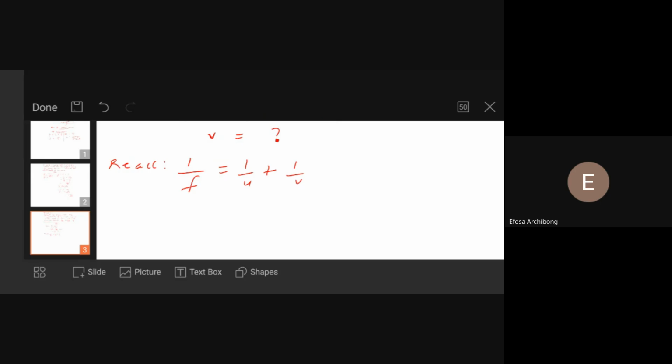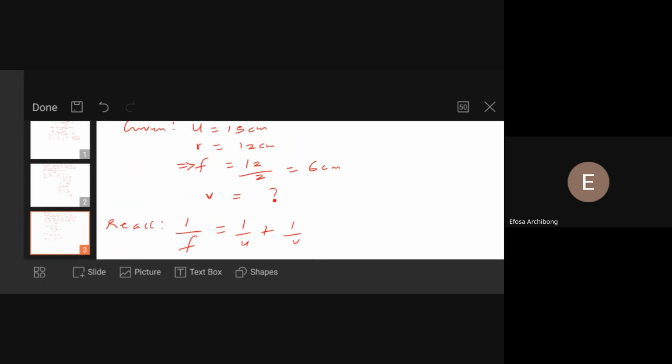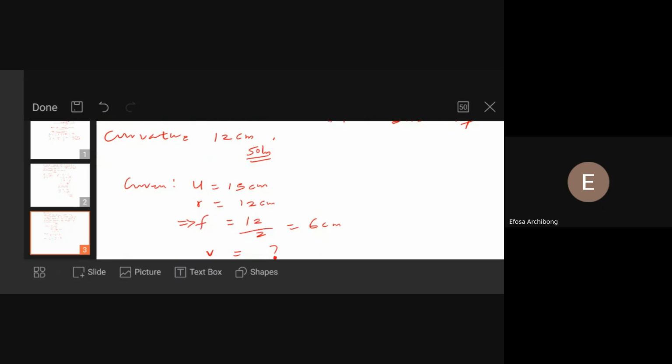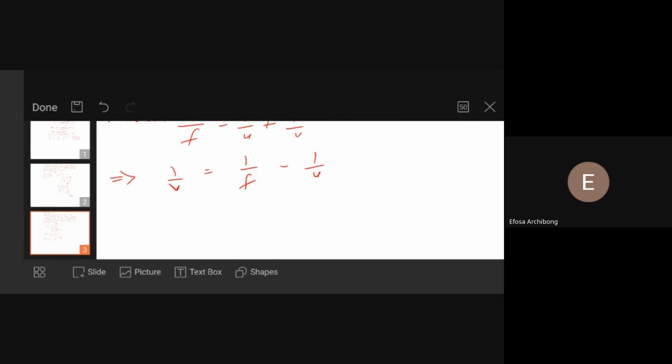So I can make V the subject, and I have that 1 all over V is equal to 1 all over F minus 1 all over U. Now somebody will say, why didn't you change the sign for what is given to us right here? The focal length of a concave mirror is always positive. That's why I didn't put a negative sign there. If this same question is asked for a convex mirror, the F is going to be negative, because F for a convex mirror is always negative.